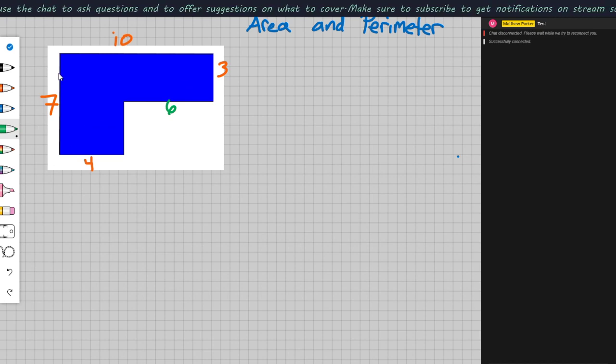And we're going to do the same thing for our width. So if we go up 7 and then come back 3, how much do we have left? We have 4.